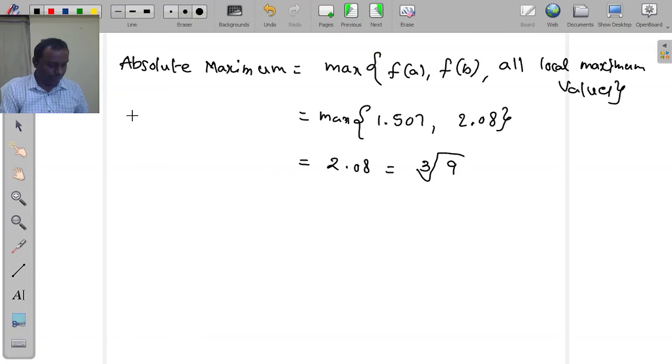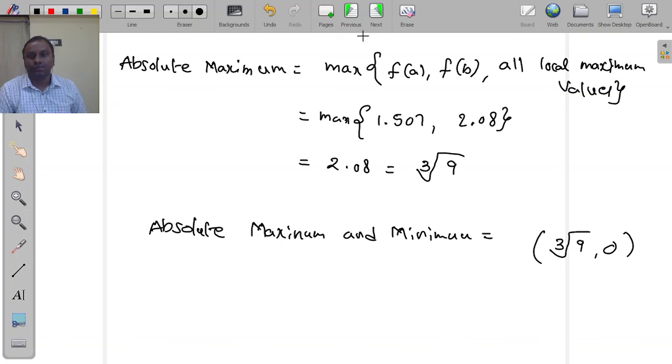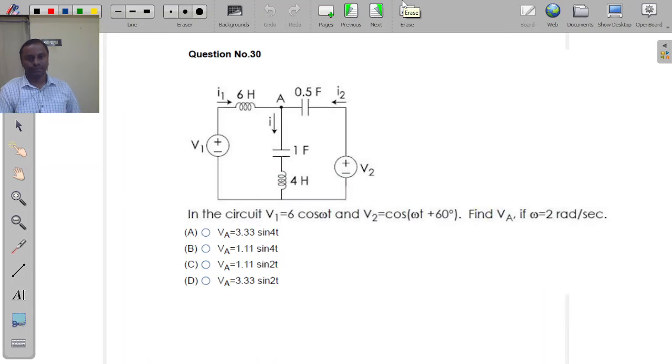So the absolute maximum and minimum values will become cube root of 9 comma 0. So from this, what is the answer? The answer for this question is D. Option D is the answer. Moving into the next question.